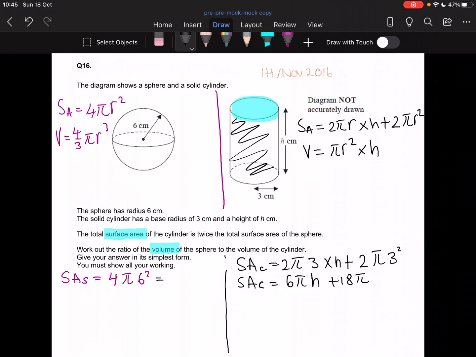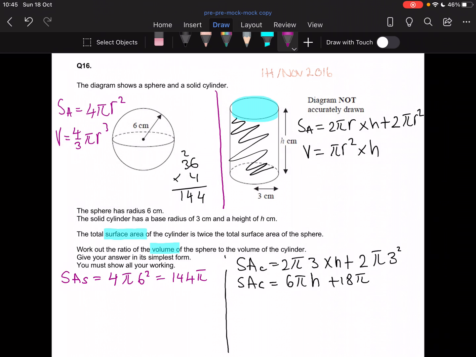And in this bit, I've got 4 times 6 squared. So 6 squared is 36, and 36 times 4: 6 times 4 is 24, 3 times 4 is 12, plus 2 is 14. So 144. Remember, this is a non-calculator paper, and I keep my pi.